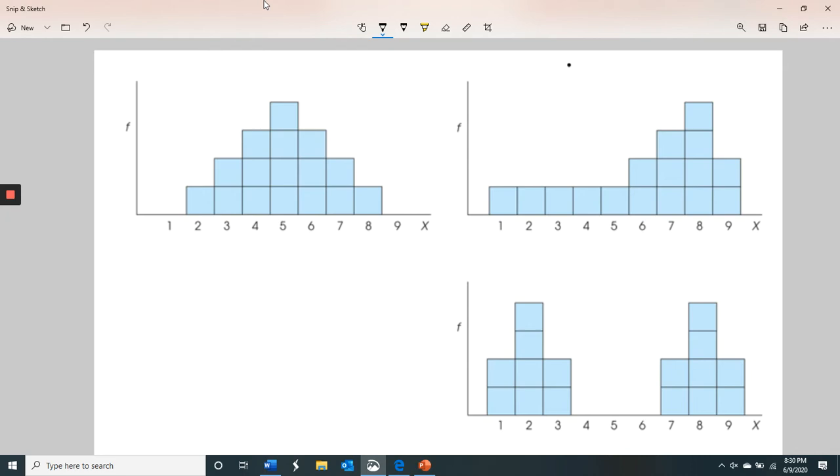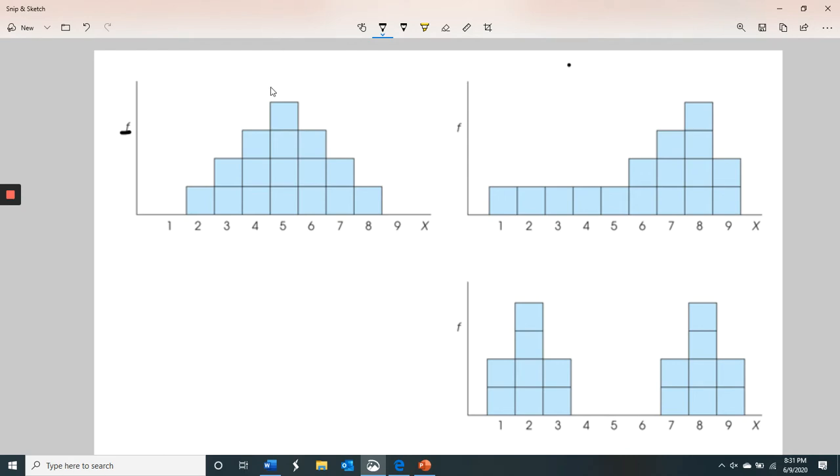Where are most of the people in this distribution? This is a frequency distribution, so right there it says F. The higher the box, the more people there are for that number. The numbers here are whatever we were measuring, 1 through 9, but it looks like people just have scores from 2 to 8. There's no box for 1 or 9, so no people had that score.